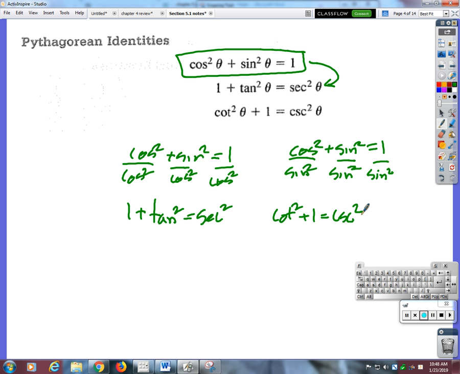And the reason why that's called the Pythagorean identity is because cosine goes with the x, sine goes with the y. So this is really just saying x squared plus y squared is equal to the radius squared, which is just going to be 1.